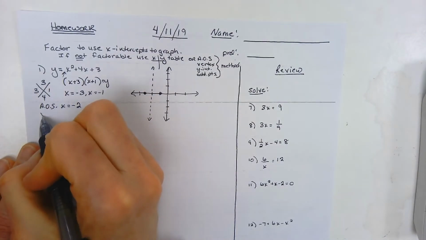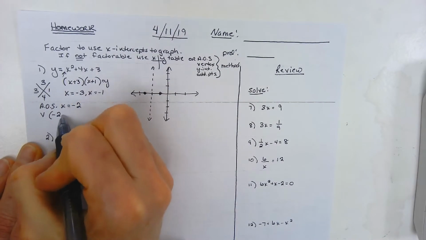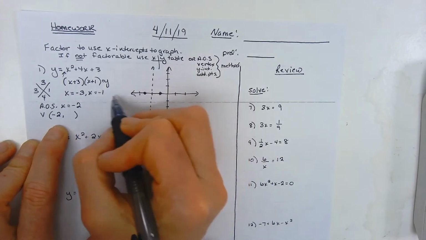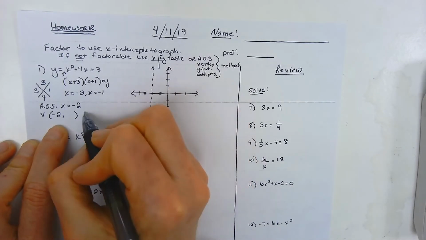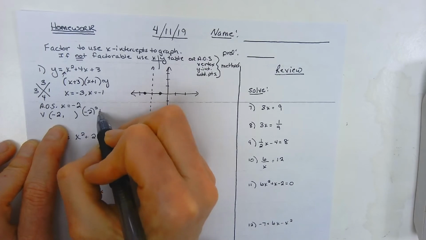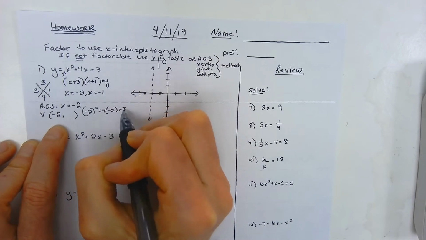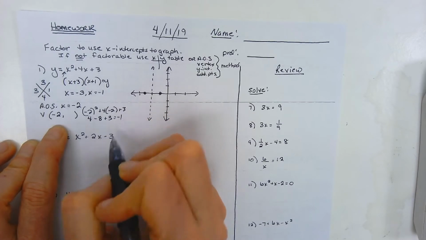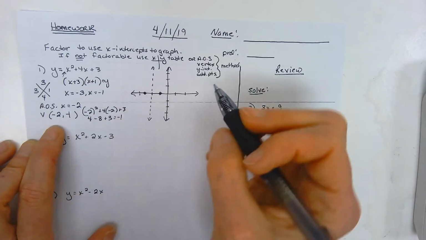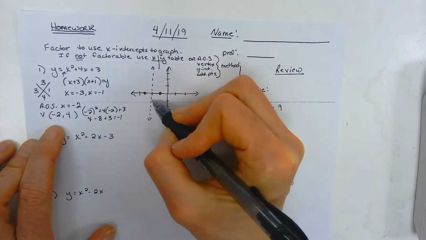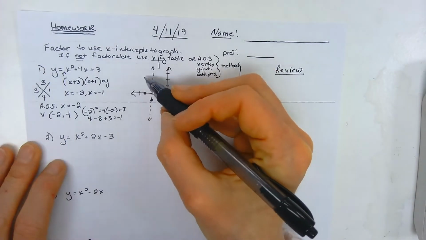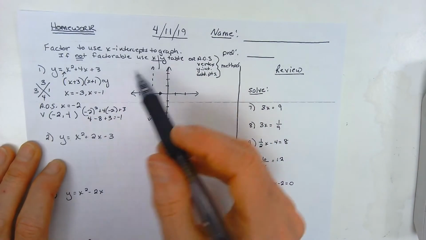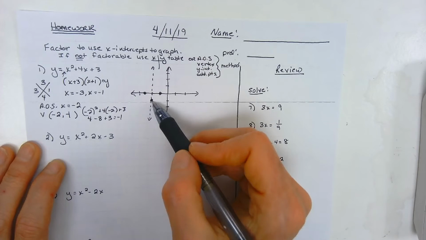Now to find the vertex, I plug that value into the function to see what value I get out of the function. x equals -2 gives -2 squared plus 4 times -2 plus 3. That's 4 minus 8 plus 3, and that's -1. So the vertex is at (-2, -1). Now this graph is going to be opening upward because a is greater than 0. So this is exactly what I would expect, to see this vertex down here somewhere.